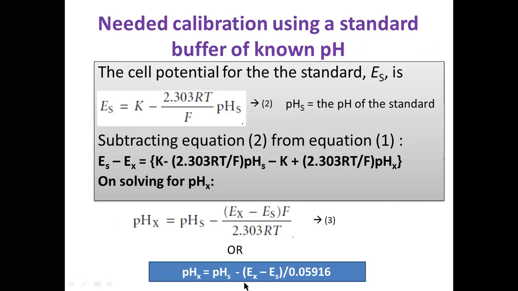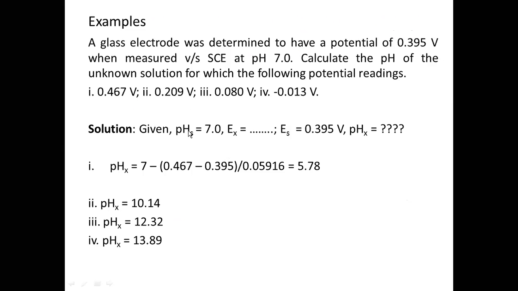So this equation is going to be very useful now. The pH of the unknown can be calculated by using this particular expression: pH of the standard minus the EMF for the unknown and EMF of the standard, divided by 0.05916. Given the pH of the standard is 7, because the standard buffer has a pH of 7. The EMF of the unknown is given here as 0.467 or 0.209 or 0.08 or minus 0.013. The EMF of the standard, a buffer having standard pH, is 0.395.